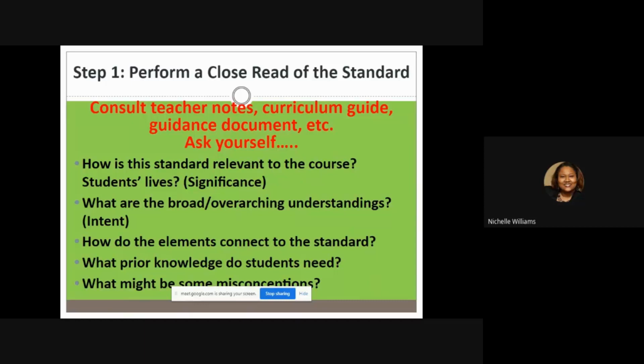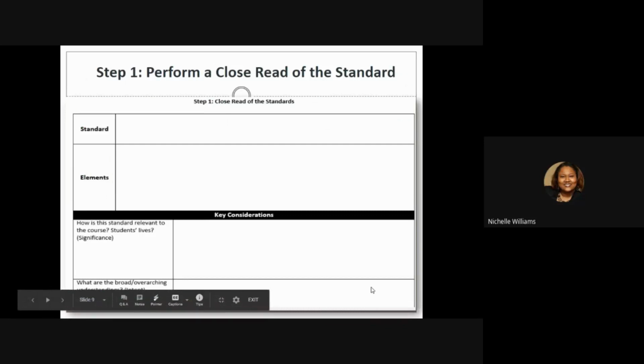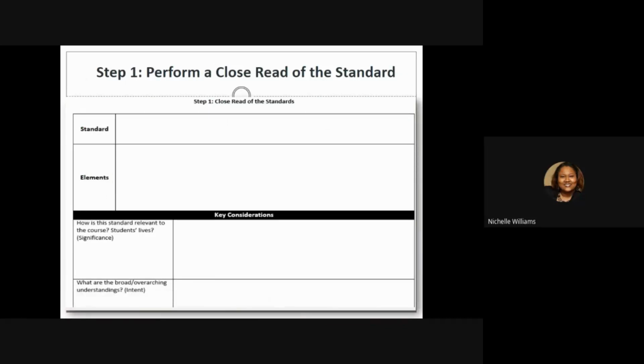What do my students need to know coming into this? How will I assess and determine what they already know? And then what might be some misconceptions that my students might have? Now, this is an example of one of the documents that we use to perform that close read. And you see it has all of those components and key considerations that we discussed previously.